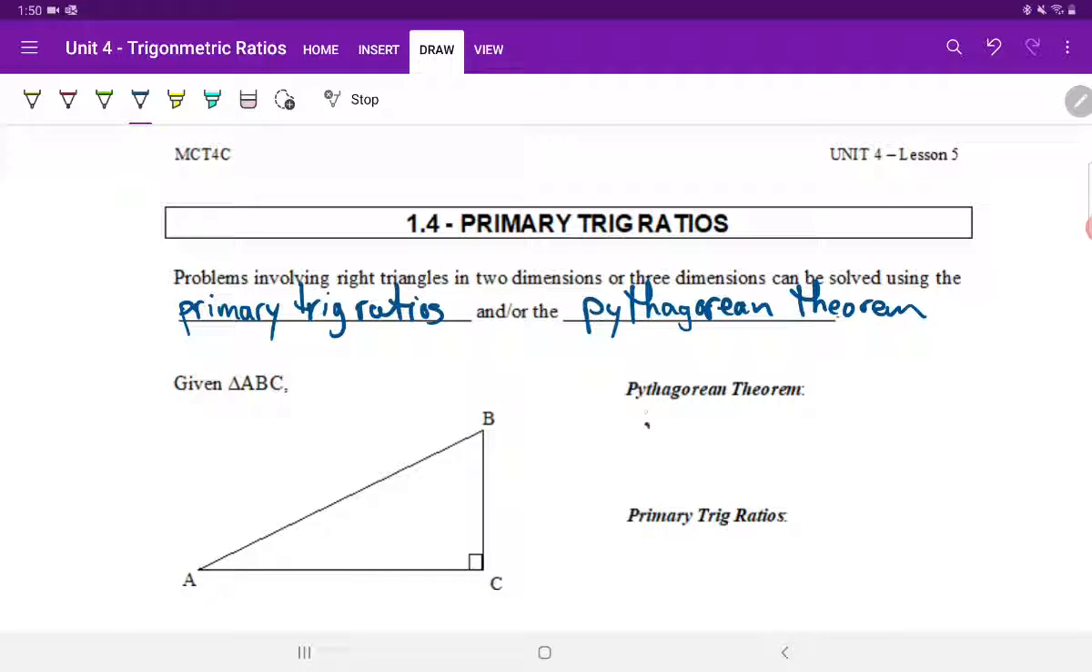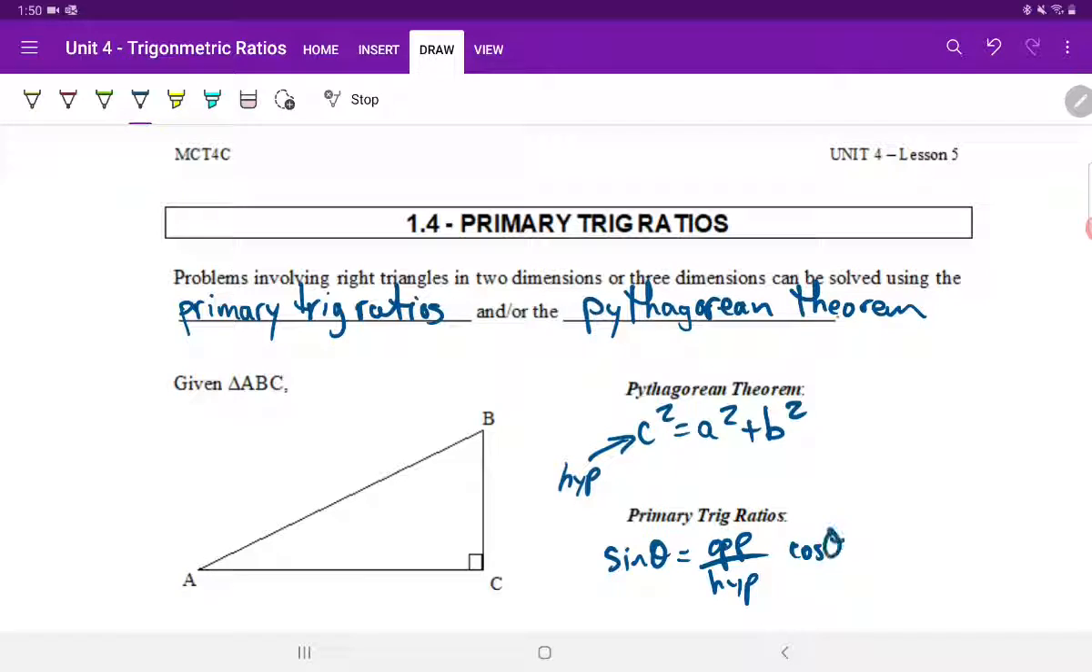Our Pythagorean theorem, of course, is c squared equals a squared plus b squared. These letters are interchangeable, but as long as what is on the left side of your equal sign is your hypotenuse. That's what you need to always remember, that students often forget. That has to be your hypotenuse, and a and b are interchangeable. Your primary trig ratios are opposite over hypotenuse for sine. Cos theta is adjacent over hypotenuse, and then tan theta is equal to the opposite over adjacent side.